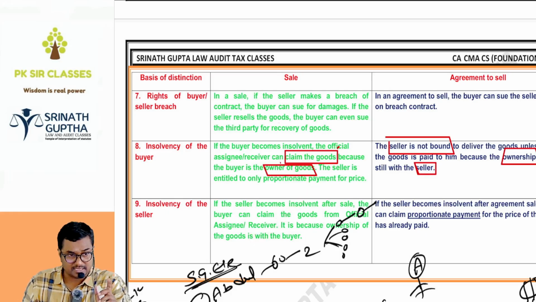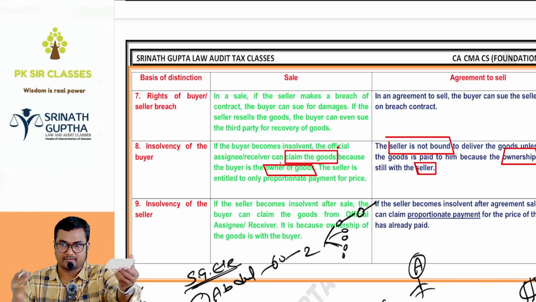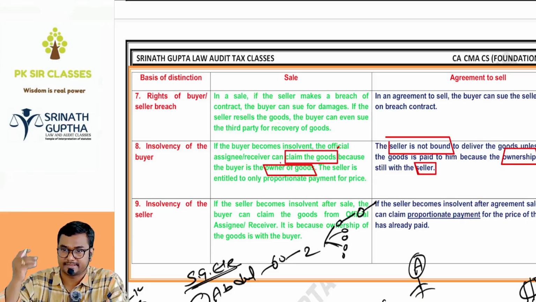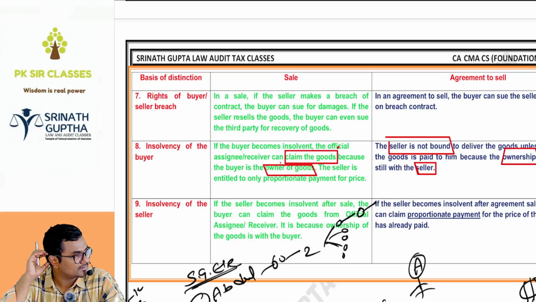Last, if seller becomes insolvent, buyer can recover the goods from the official receiver of the seller because I have the ownership. I can recover the goods. In case of agreement to sell, we cannot recover the goods until full payment is made because ownership is not yet transferred. Clear?